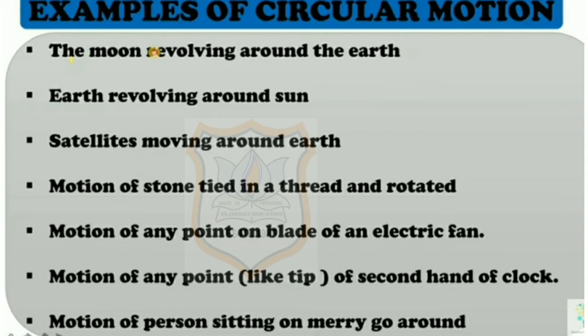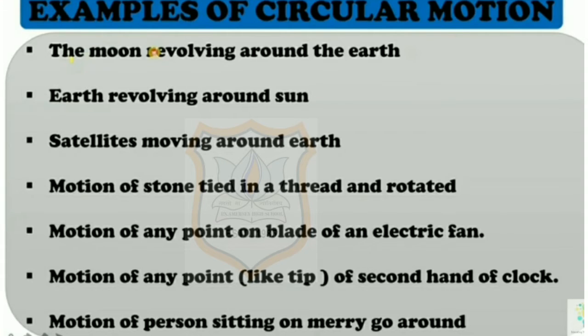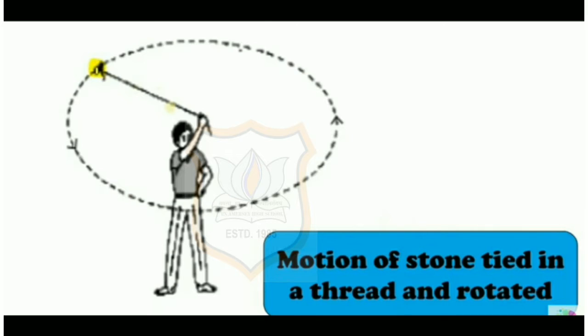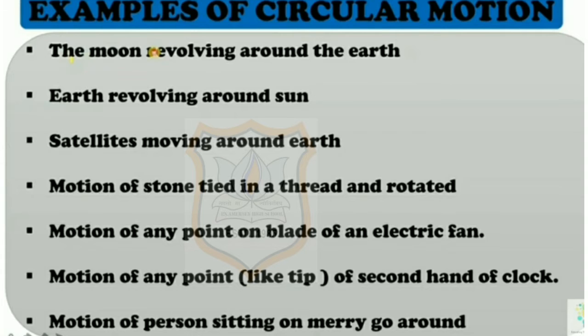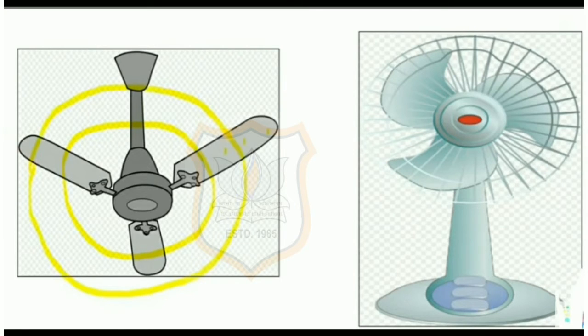The moon revolving around the sun, earth revolving around sun. See in the slide, earth is revolving around the sun. Satellites moving around earth. Motion of stone tied in a thread and rotated. You can see in the slide motion of stone tied in a thread and rotated in a circular motion. Motion of any point on blade of an electric fan. You can see in the slide how the fan revolves.